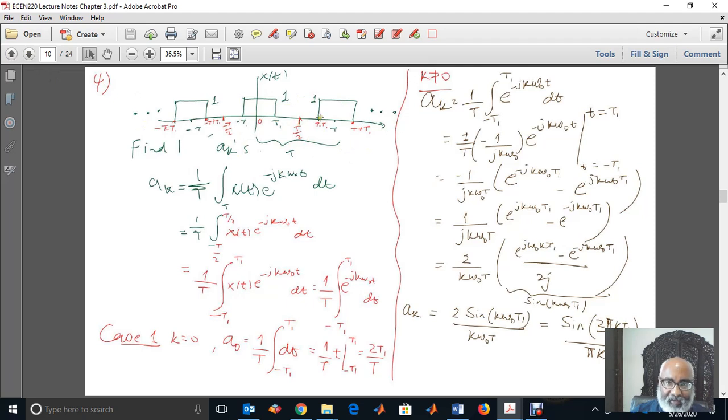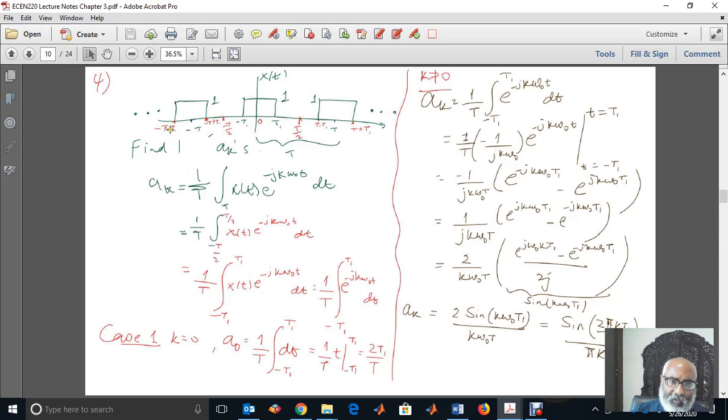This pulse is repeated again every period T. So when I repeat this pulse after T, the center here is 0. The center here will be T, and to the left this edge will be T minus T1, and the right edge will be T plus T1, and in the negative part also the same. The center will be minus T, and the right edge will be minus T plus T1, and the left edge minus T minus T1.